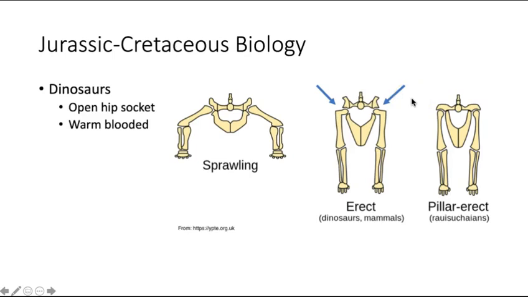The age of the dinosaurs begins in the Jurassic. Although dinosaurs lived during most of the Triassic, it wasn't until the Jurassic that they became the dominant terrestrial animals. Dinosaurs are distinct from the similar-looking rauisuchians of the Triassic in that they had open hip sockets and were warm-blooded.